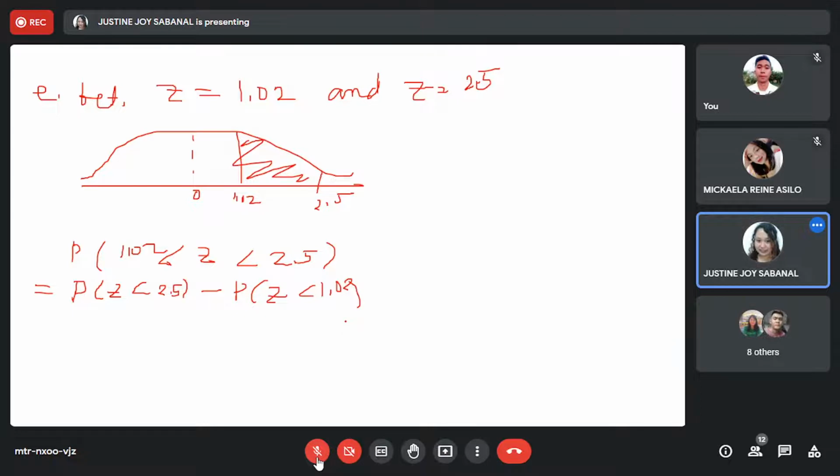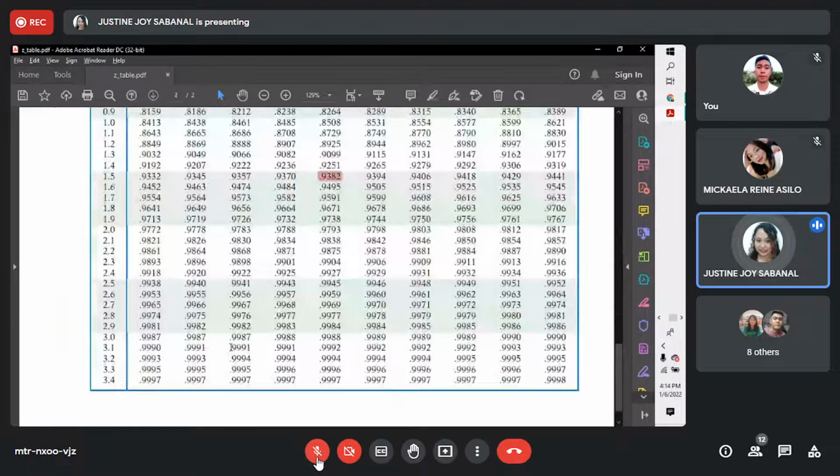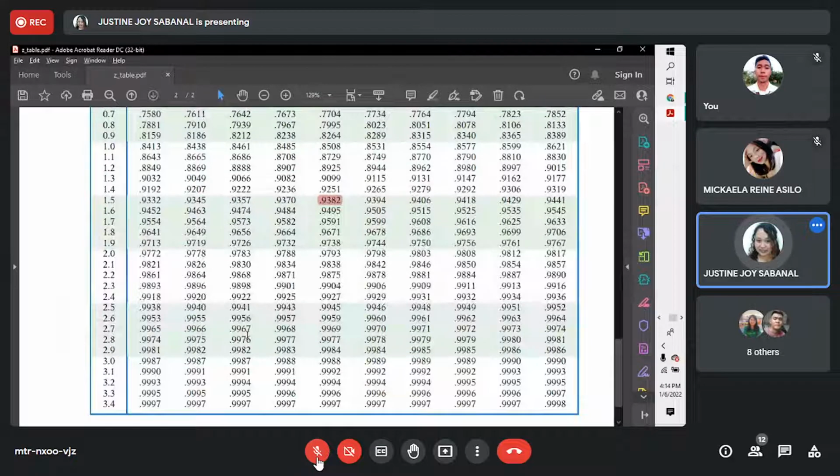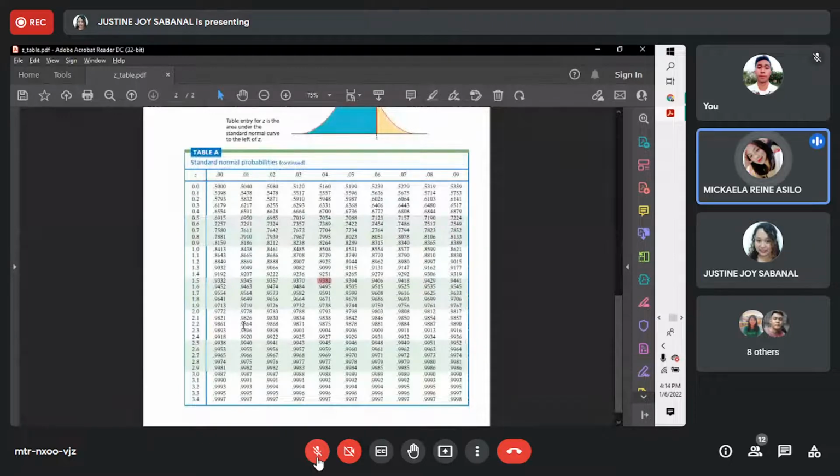So, since parehas naman silang positive, wait lang guys. Ayan. So, doon po sa Z-table uli, hanapin yung value ng 2.5. So, kung 2.5 lang yan, it follows na 0 yung kasunod nun ha. Anong value nung 2.5? 0.9938. Okay po. So, that is correct.